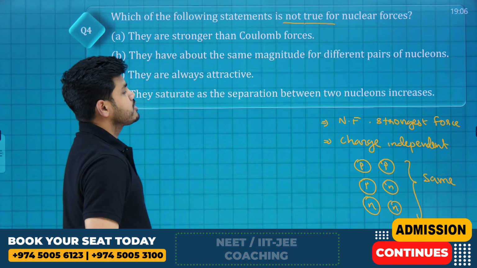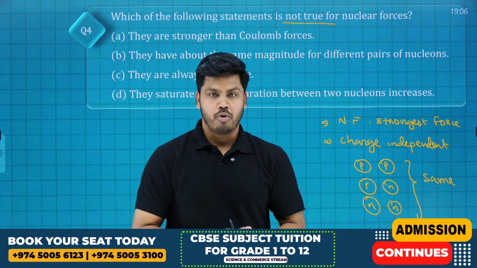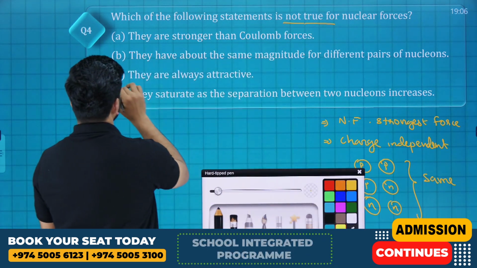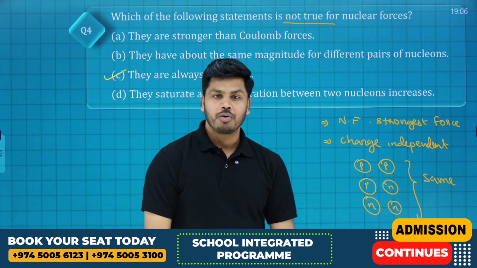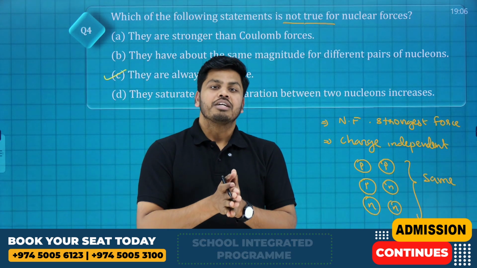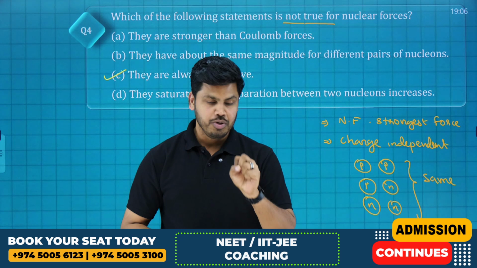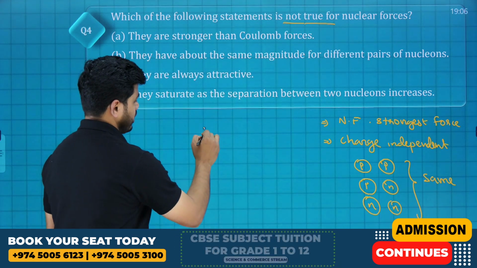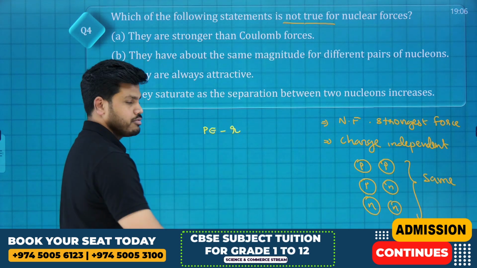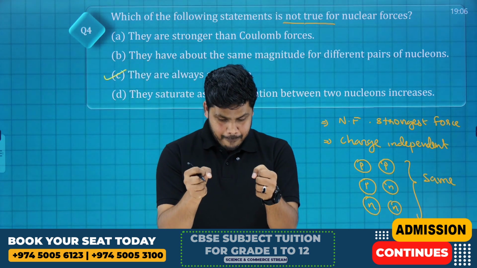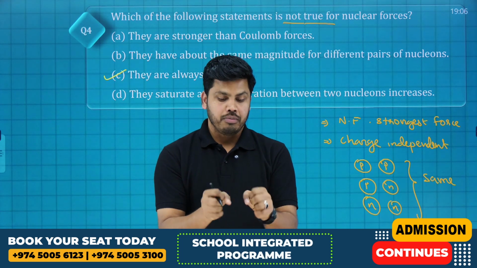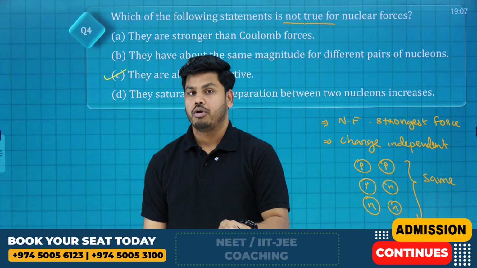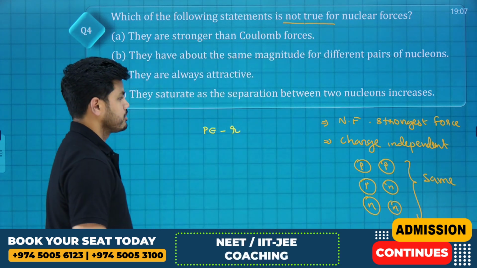Now, they are always attractive. That is the third point given, right? And that's supposed to be the wrong statement, because you know nuclear force is not always attractive. It could even be repulsive in some special cases. We will discuss that in one of the questions later. We have that graph to explain, potential energy versus internucleon distance. And we know when the distance between the two nucleons becomes less than 0.8 fm, the force becomes repulsive. So we can't say it is always attractive. It can be repulsive in certain conditions. So that is a wrong statement.